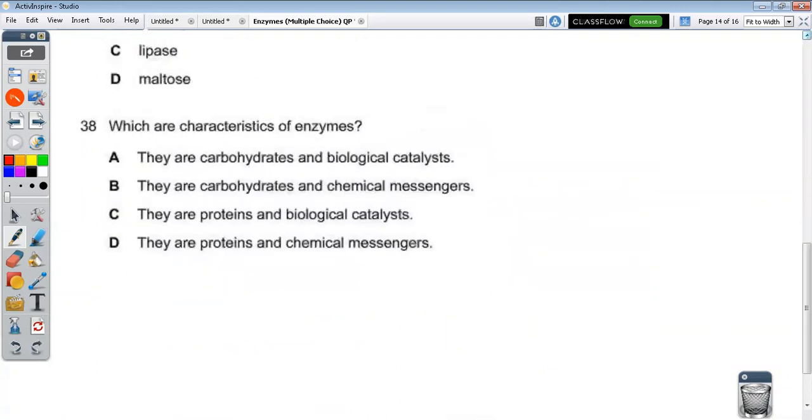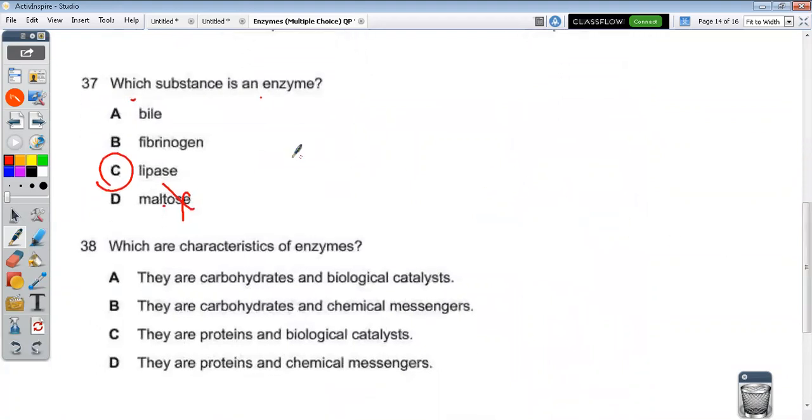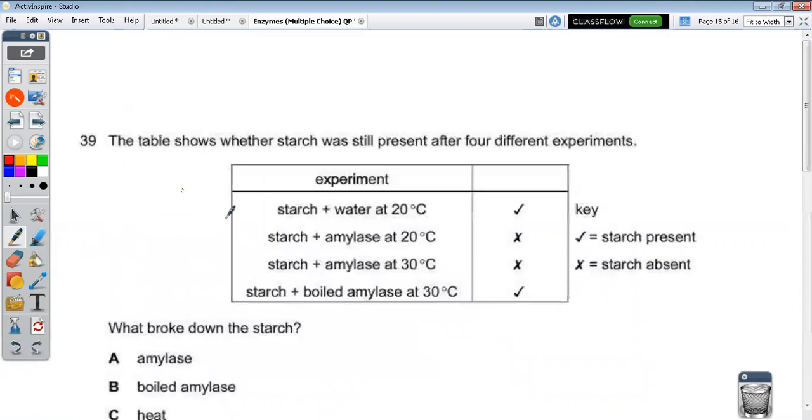Now, number 38. No, sorry, we skipped number 37. Which substance is an enzyme? A lipase. Not this one, it doesn't have ASE. Lipase is an enzyme. Most enzymes end with ASE, if you didn't know that. Which are the characteristics of enzymes? They are protein and biological catalysts. It's there in your notes.